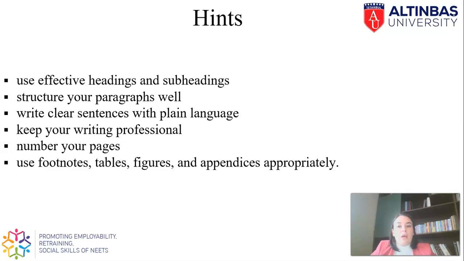In terms of going over your report and revising it, the hints are using effective headings and subheadings. It's very important to use effective wordings, creative wordings, innovative ways of writing headings. So it would motivate the audience to keep on reading with the report. And the style of the headings clarifies for the reader the different parts of the report.